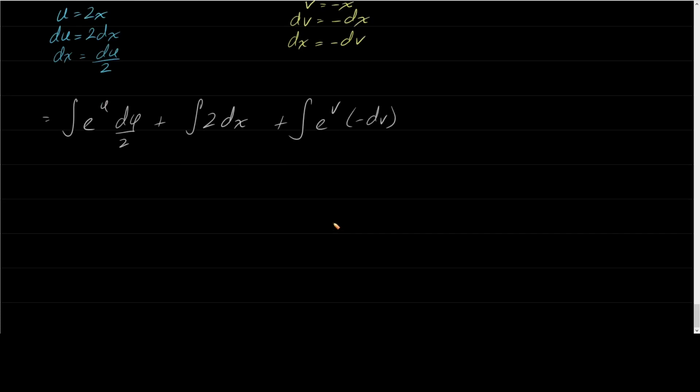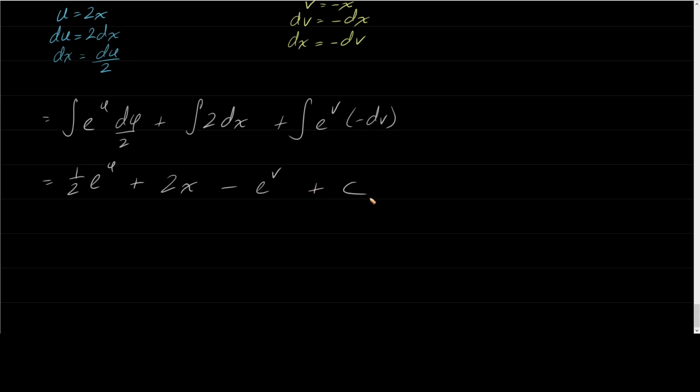And at that point, well, the integral of e to the u is just e to the u. So I have just 1/2 e to the u. Plus the integral of 2 with respect to x is 2x. The integral of e to the v, with this negative, well, this negative is going to come to the front, making this a minus instead of a plus. And we're going to have the integral of e to the v is just e to the v. And all of this plus c.